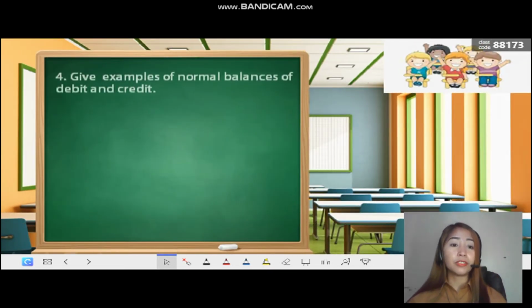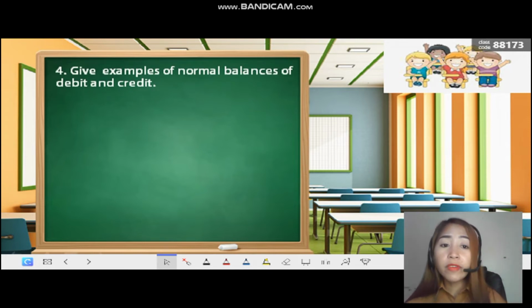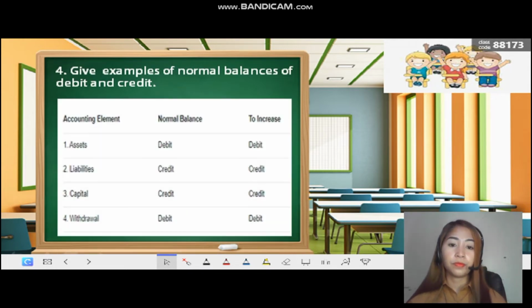And now let's proceed to question number 4. Give examples of normal balances of debit and credit. Very good. That is the correct answer for question number 4. So the normal balance of assets is debit, the normal balance of liabilities is credit, the normal balance of capital is credit, and the normal balance of withdrawal is debit. Okay, that is the correct answer for question number 4.